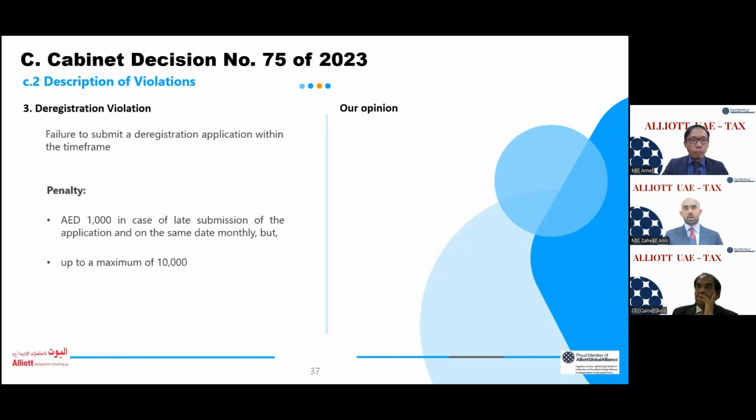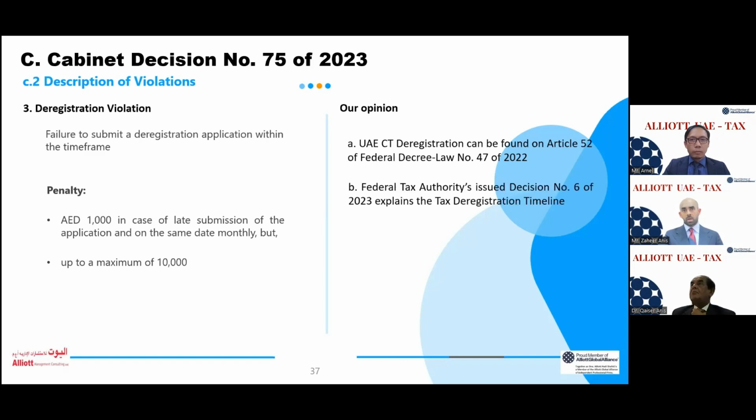Then another concept is deregistration. Some folks will focus on registration, but for deregistration there could also be a violation if you do not do the deregistration within the time frame. The penalty is about 1,000 dirhams in case of a late submission of deregistration, and on the same date monthly, up to a maximum of 10,000 dirhams, so that can go up. Your UAE corporate tax deregistration can be found in Article 52 of Decree Law number 47. And also in Decision number 6, it explains the tax deregistration timeline.